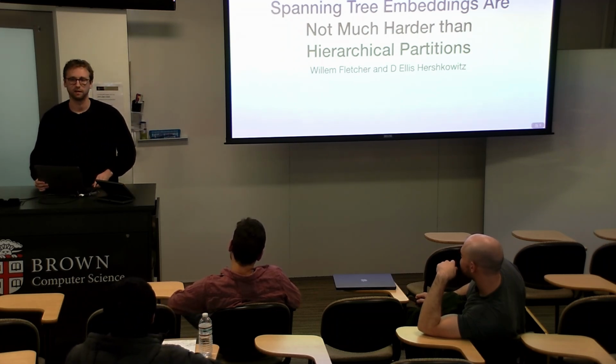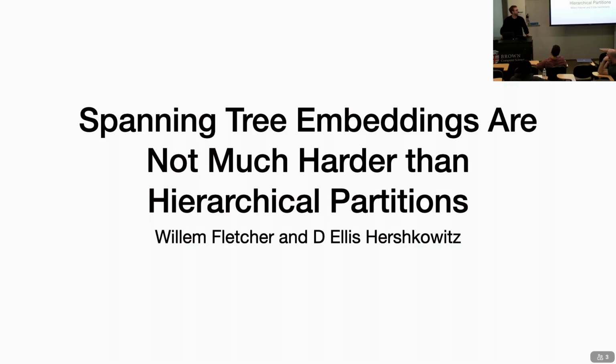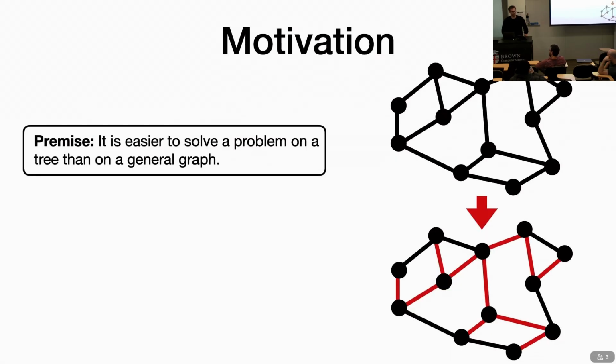Hey everyone, I'm going to be talking about my paper with Ellis called Spanning Tree Embeddings Are Not Much Harder Than Hierarchical Partitions. So a spanning tree embedding is pictured on the left of the screen here. Basically, you have a graph and you just want to find a subtree that spans the graph and in some sense captures all the distances in the graph well. And we care about this because it's generally easier to solve a lot of problems on a tree than on a graph.